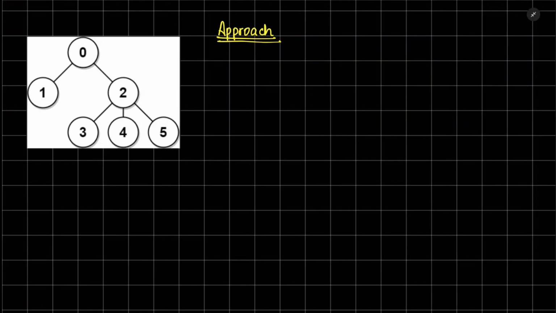Let's try to look at this problem in terms of finding the answer for the root node with the help of its children. Let's take an example, a part of this example only: 2, 3, 4 and 5. If you want to find out the sum of distances for the root of this tree only, that is for 2, manually you can see that will be 1 plus 1 plus 1, so that would be 3.